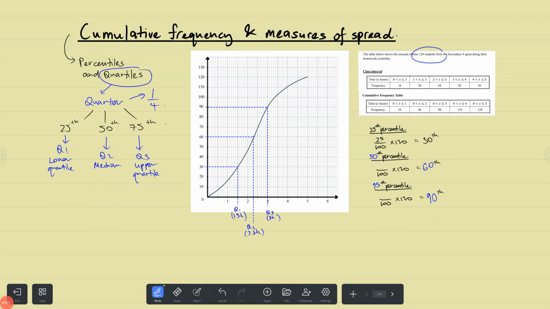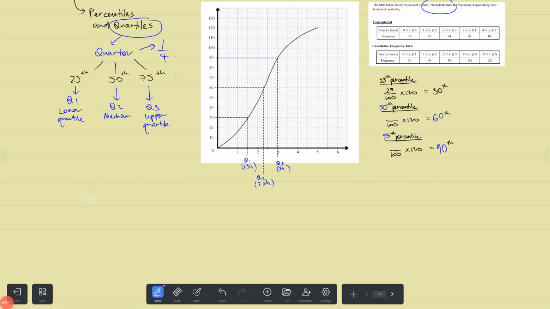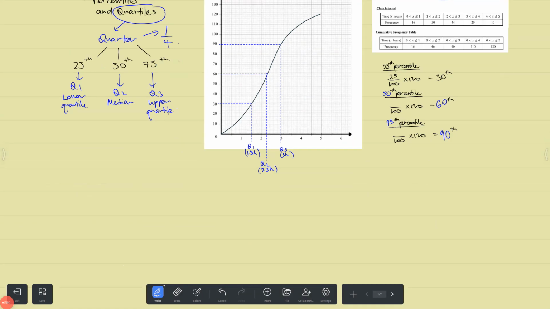So what can we derive from here? We can derive a few things. Number one, of course, we can derive our range. Range is when we have our maximum minus our minimum. It is very obvious because our minimum time is 0 and our maximum time is 5. Of course, that may not be possible in reality. So it's 5 minus 0, you get 5 hours.